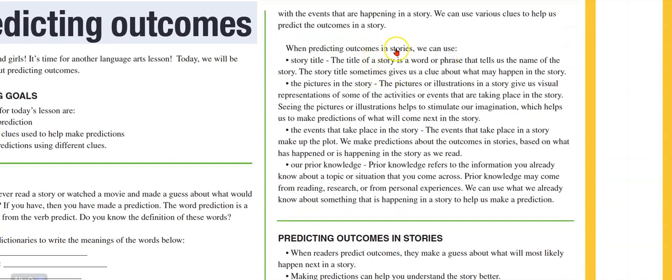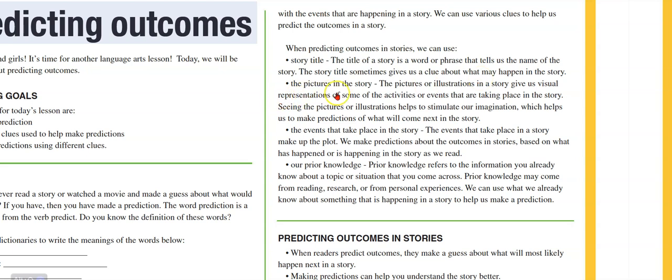When predicting outcomes in a story, we use the story title. The title of a story is a word or phrase that tells us the name of the story. The story title tells or sometimes gives us a clue about what may happen in the story. So the story title can tell you in a way what will happen.